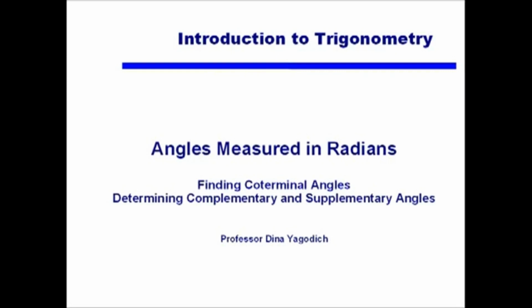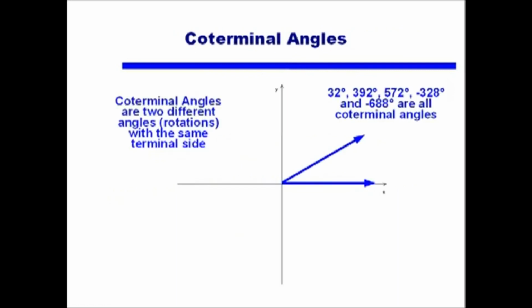In this video we're going to discuss further angles measured in radians, and we're going to be able to do the same things we did to angles before, but when we were talking with degrees. That is, we'll be able to find coterminal angles, as well as complementary and supplementary angles. This is a slide from a previous lecture.